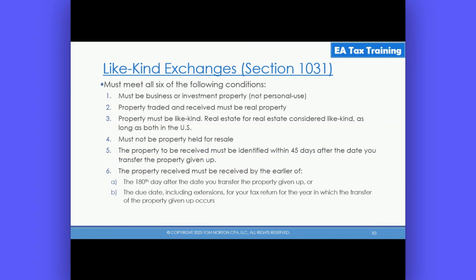So for purposes of the exam, just know that these like kind exchanges exist. There is no tax effect for them. And you want to know these days: the 45 days, you have to identify the property within 45 days, and you have to actually receive the property within the earlier of the 180 days or the due date of the tax return.